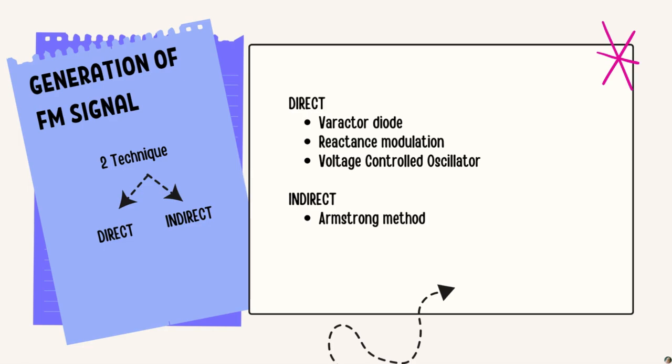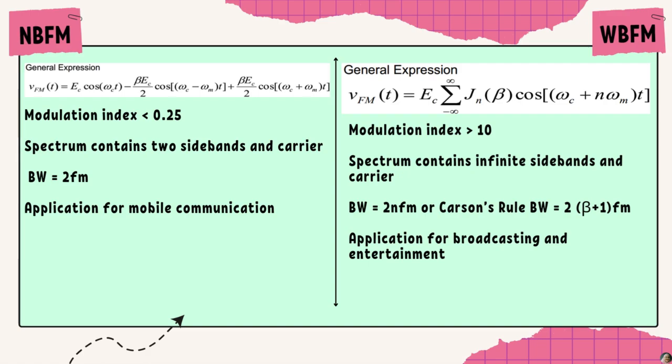On generation of FM signals, there are two primary techniques. First is the direct method. These include varactor diodes, reactance modulation, and voltage controlled oscillators. These modify the frequency directly. Second is the indirect method. The Armstrong method is a popular example of indirect generation, where FM is generated by first creating a PM signal and then integrating it.